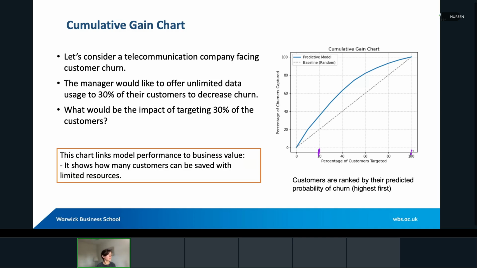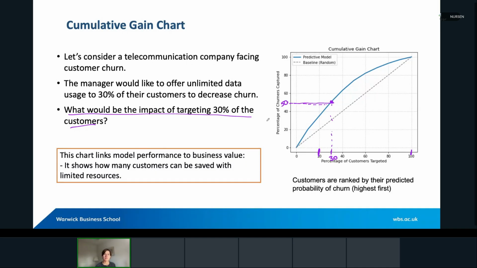For instance, what would be the impact of targeting 30% of the customers? So from our chart, this is 30%. If we check the 30% here, this will tell us what are the actual churners or responders, based on the problem we are tackling, we can capture with the model. So what does it tell us? If we target the first top 30%, we can actually identify 50% of the churners or 50% of the responders, based on the example or business context.